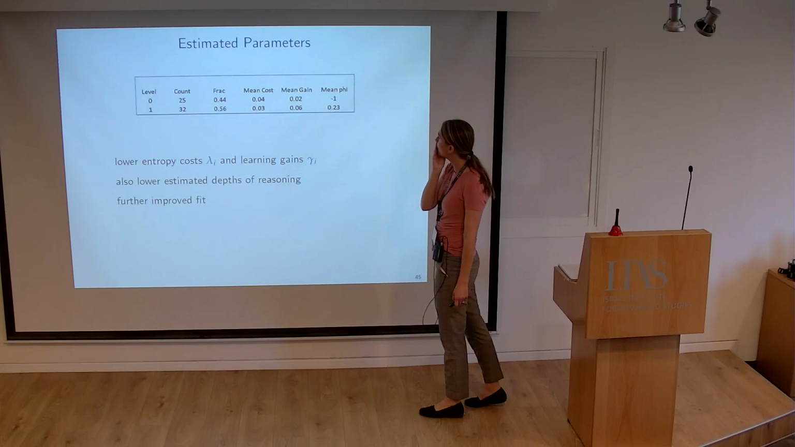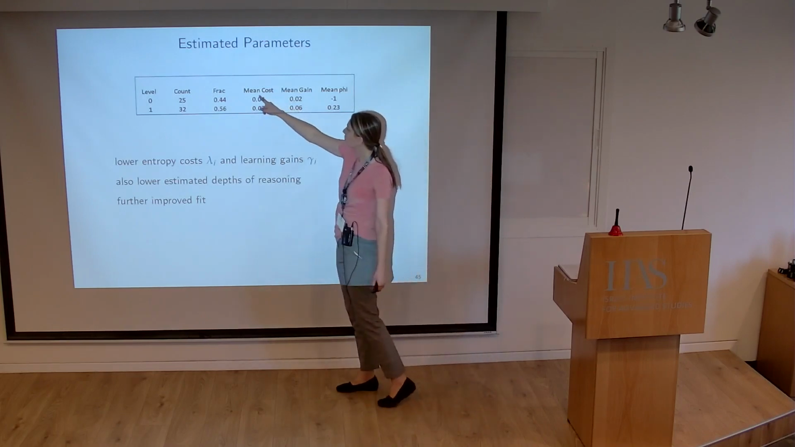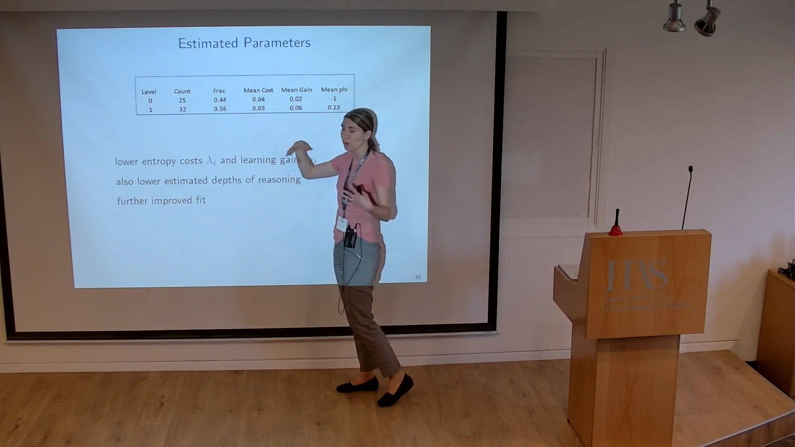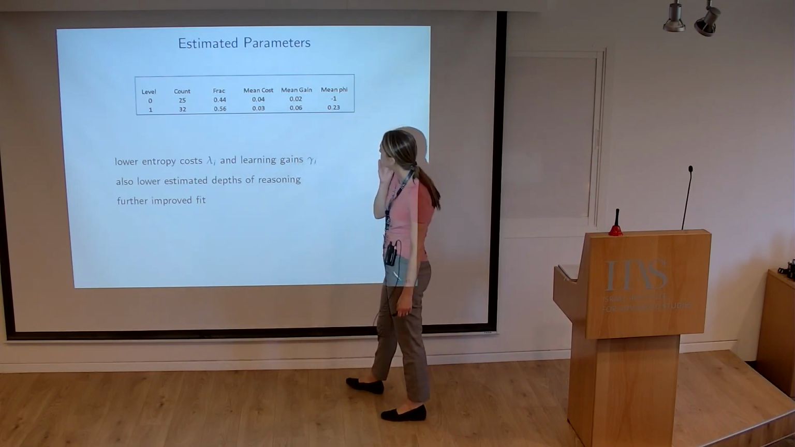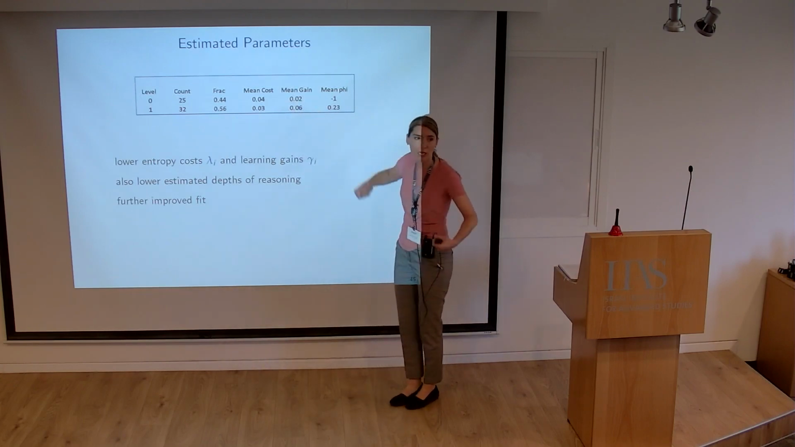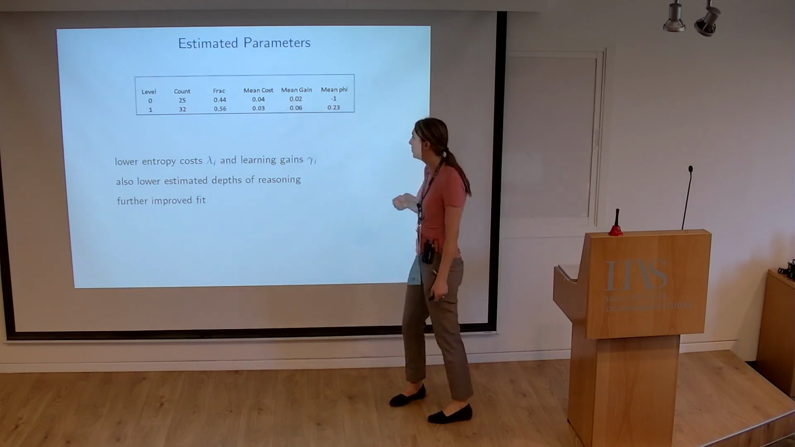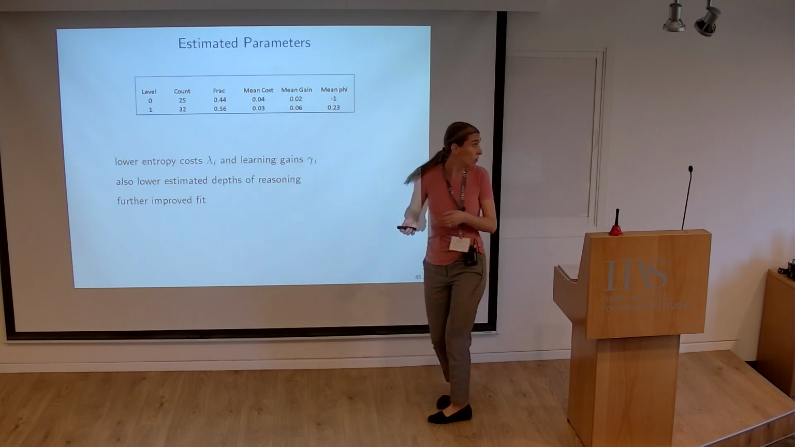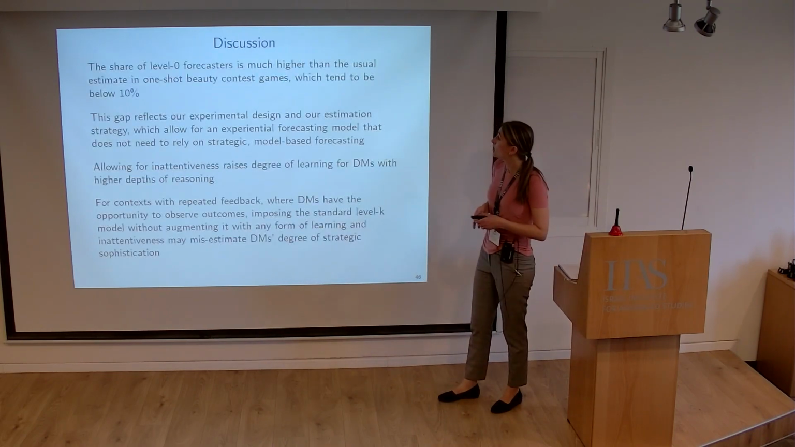What does this do? It generates lower entropy costs. That's kind of good, because we want to explain as much of the stochasticity in forecasts as we can. It also lowers the learning gains. We don't need so much sensitivity to news anymore. And it further improves the fit. Okay, good. So the share of level 0 forecasters. I'm going to wrap up a little early.